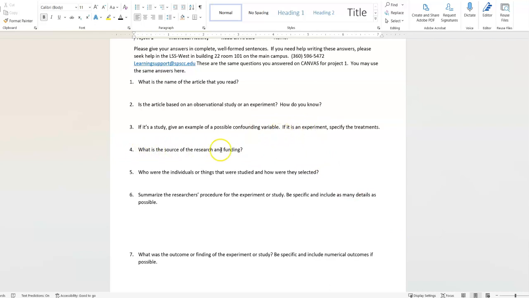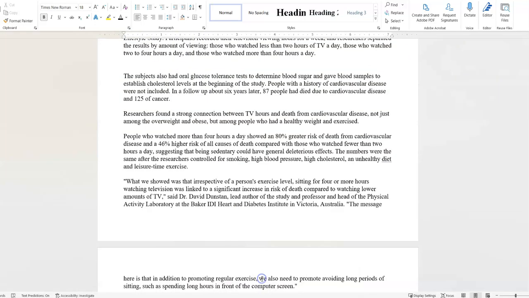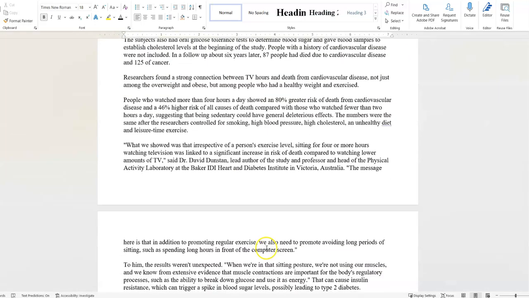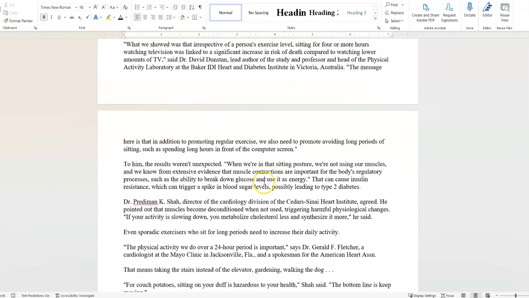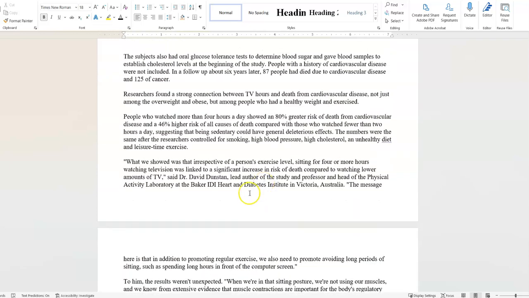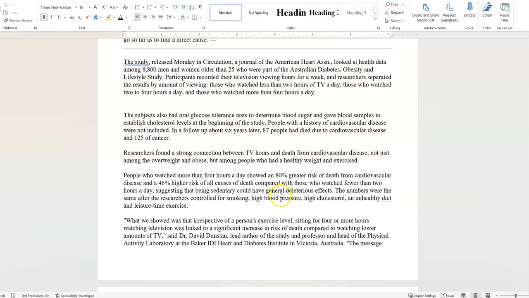Okay, and then number 4, what's the source of the research and funding? And so what you're looking for here is who did the study, or who paid for the study, or who commissioned the study, something like that. And in this paragraph down here, we can see it says that David Dunstan, who's the lead author of the study and professor and head of physical activity labs in Victoria, Australia, he's like the researcher, so that's a head researcher.